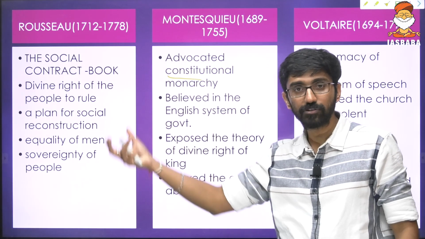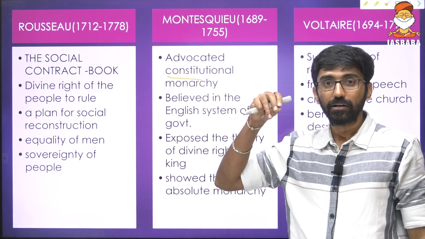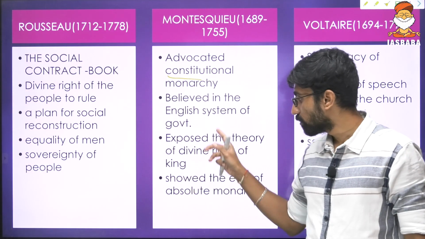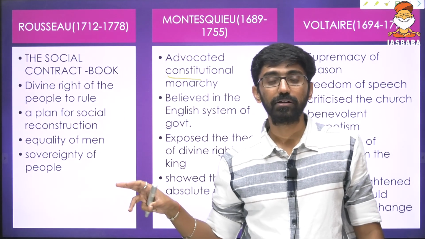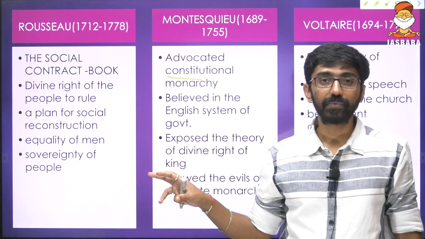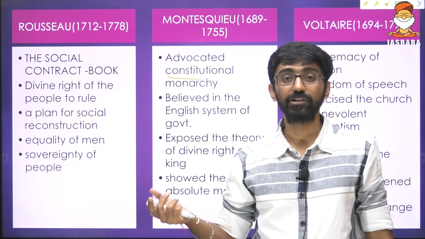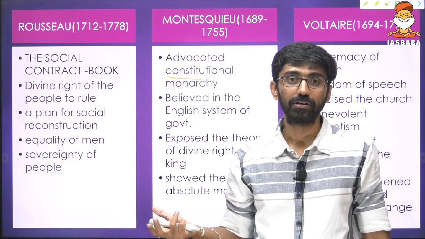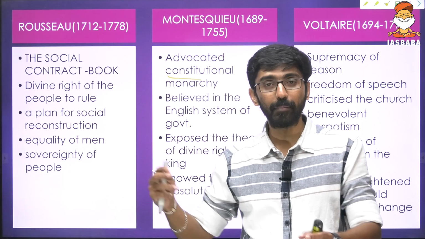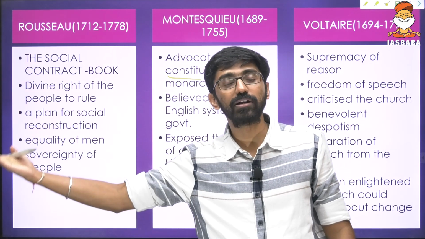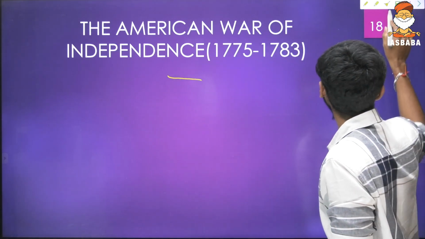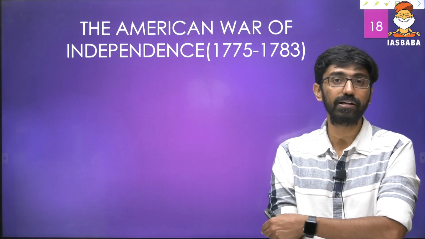Now these people were showing the condition of the people, the condition in which the monarchy was ruling, and how it was evil. At the same time, they were providing alternatives. Now the people wanted that alternative. People wanted to bring that change from the old regime to the new regime, which happened from 1789 until 1799. And the last reason is the American War of Independence, from 1775 to 1783.